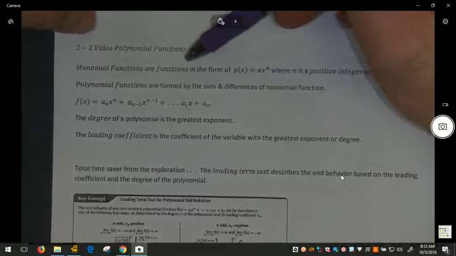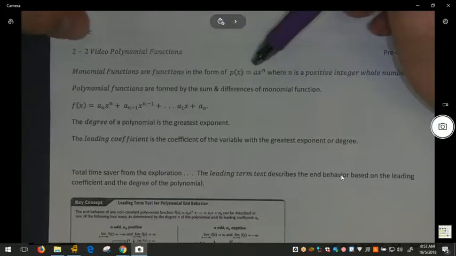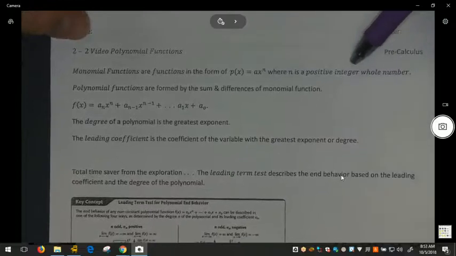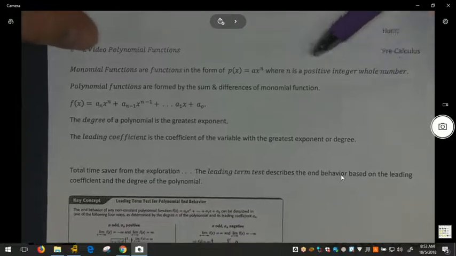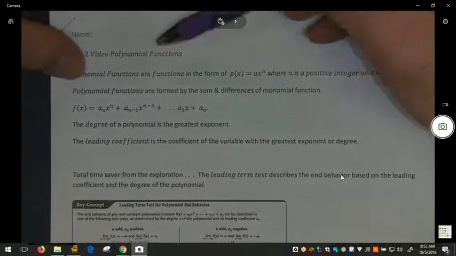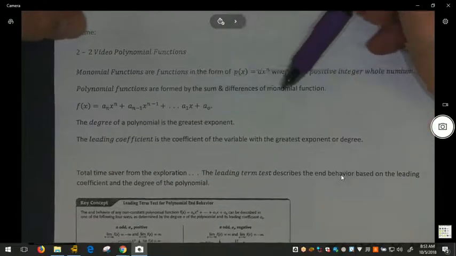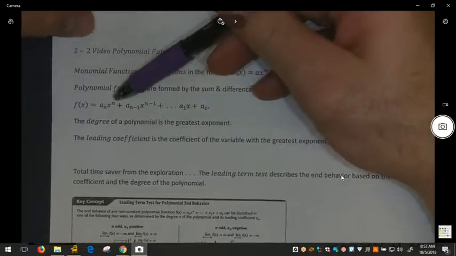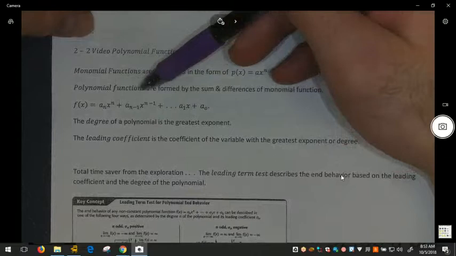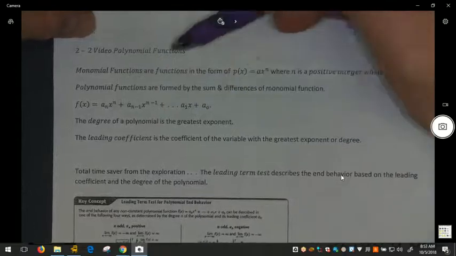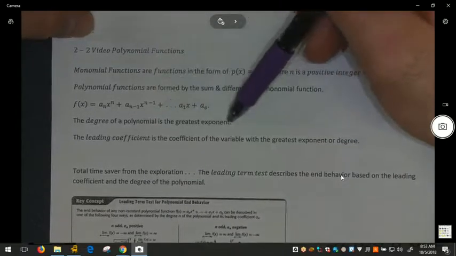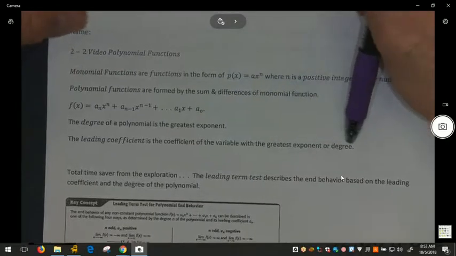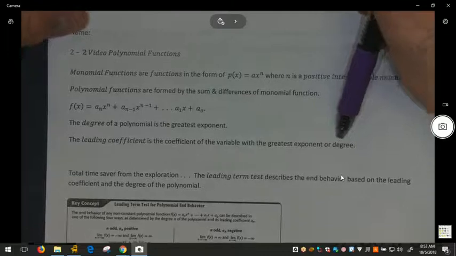Monomial functions are functions in the form p of x equals a times x to the n, where n is a positive integer, a whole number. So we're looking at monomial functions. Polynomial functions are formed by the sums and differences of monomial functions. So you can't have a negative exponent or a fractional exponent when you're dealing with polynomial functions. The degree of the polynomial is the greatest exponent. The leading coefficient is the coefficient of the variable with the greatest exponent or greatest degree.